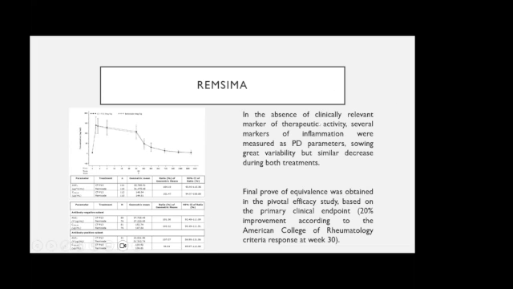Since there were no relevant markers for therapeutic activities, there was some PD study and some PD parameters were collected. And although showing great variability, a similar decrease was seen in both treatments. But because none of these PD parameters was considered to be clinically relevant, this PD comparison was not sufficient. And in fact, the proof of equivalence was also supported by the pivotal efficacy study based on a clinical endpoint that was the 20% improvement according to the American College of Rheumatology criteria response at week 30. So showing equivalence here allows then this to be a biosimilar product.